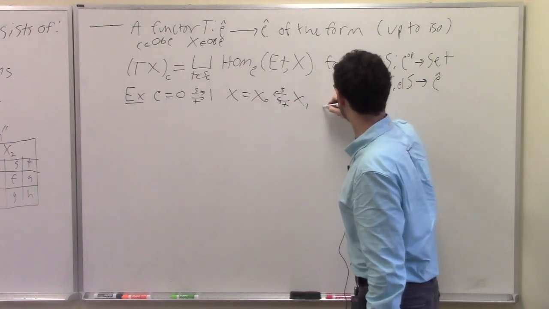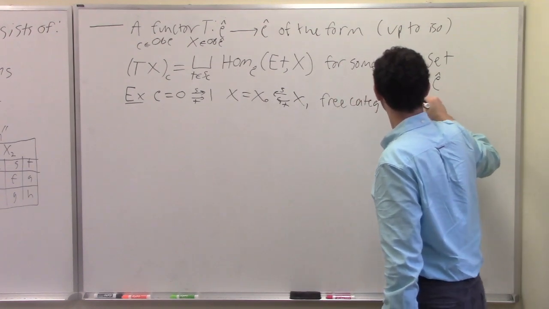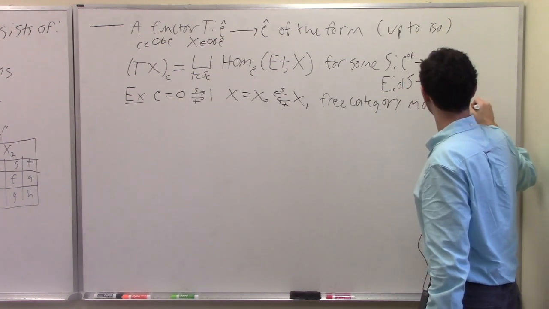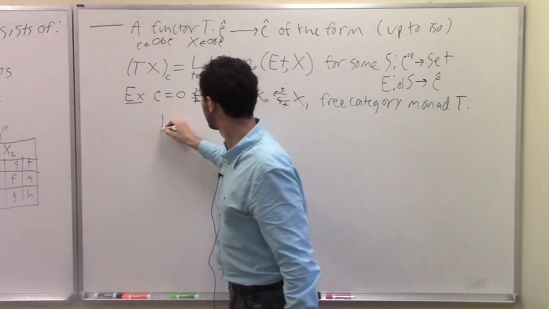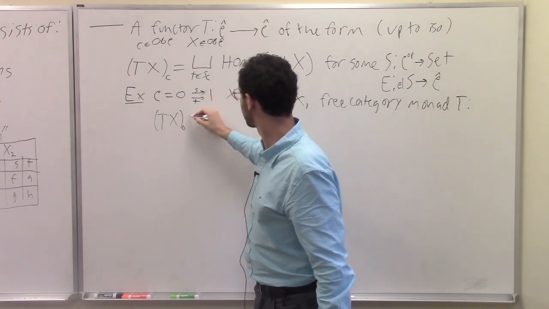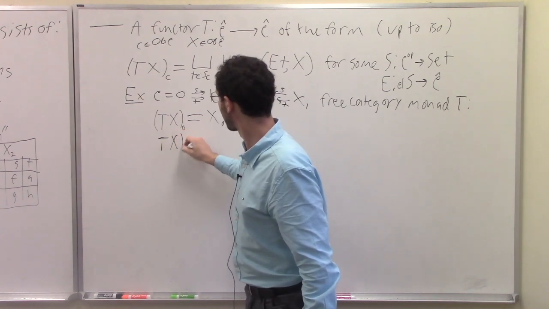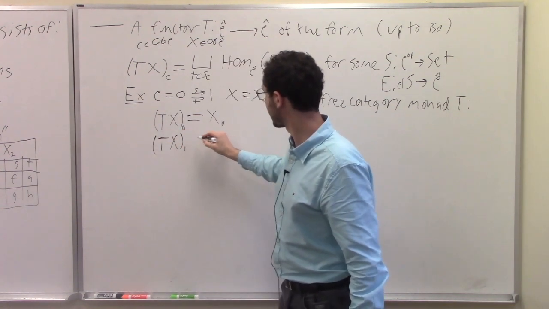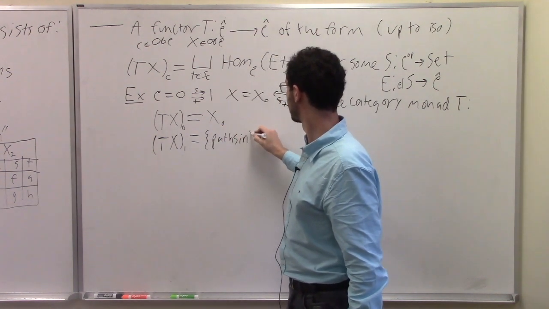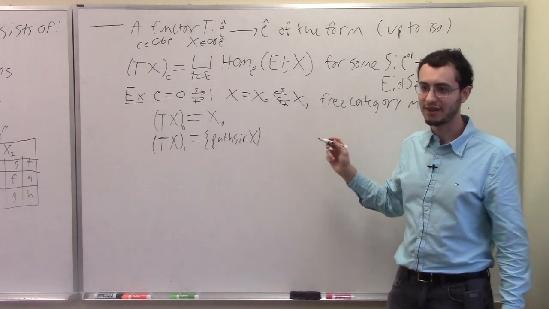Then we have the free category monad, T, defined as follows. So the vertices of Tx are just x0, and the arrows in Tx are given by paths in X. So these are finite directed paths.